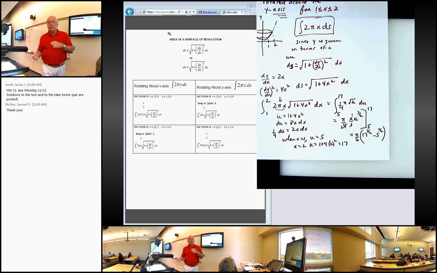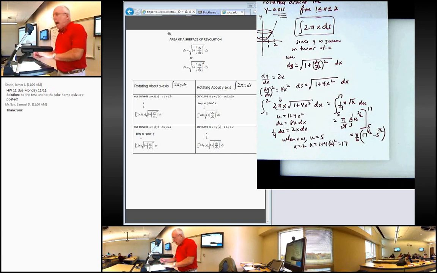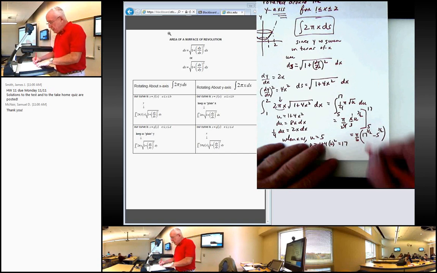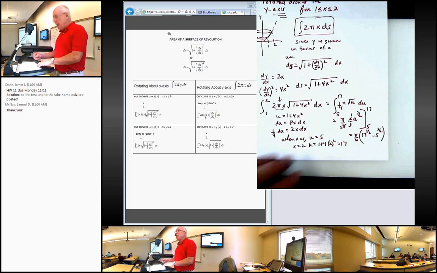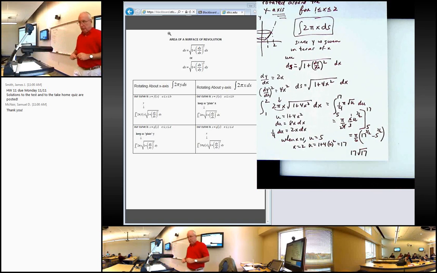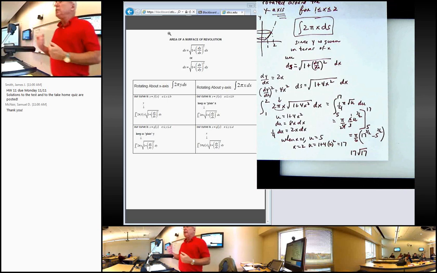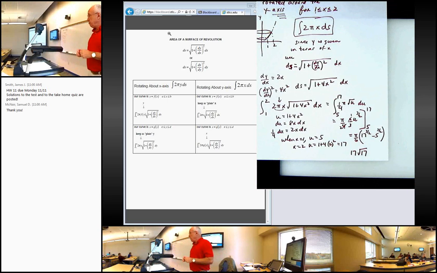If you check some of these in the textbook, in the solutions in the back, I don't care whether you do this or not, but they'll write 17 to the 3/2 power as 17 times the square root of 17, all right? But I'm fine with just 17 to the 3/2 power, all right?